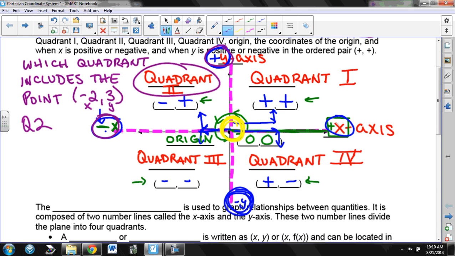I could also ask you quiz questions like, what is the horizontal line through the center of the graph called? It's the x-axis. What's the vertical line through the center of the graph called? That's our y-axis. What is the name of the point where the x and y-axis intersect? That's the origin. So those are the basic properties of the Cartesian coordinate system.